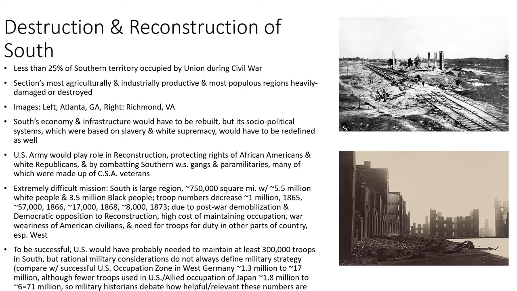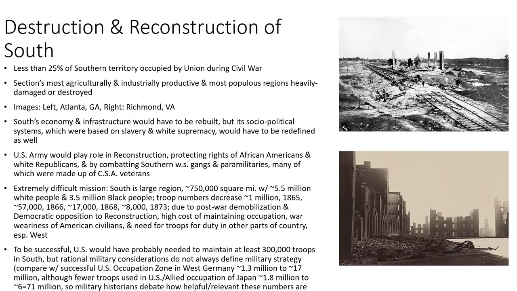And maintaining these armies, even very small ones, is very expensive. The Northern public, Northern civilians, are war-weary. They're ready to move on from the Civil War. Also, there is a need to transfer troops to other parts of the country, particularly the West. So all of these reasons are going to really put a lot of stress on the U.S. military and its role in occupying the South, because Reconstruction is not just a change in social policies and rebuilding infrastructure, it is a military occupation of hostile territory.